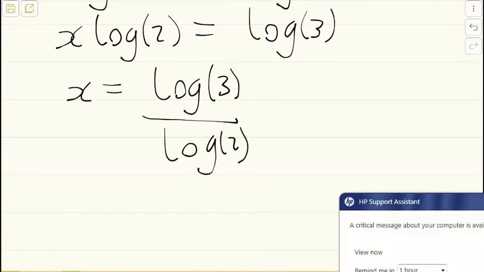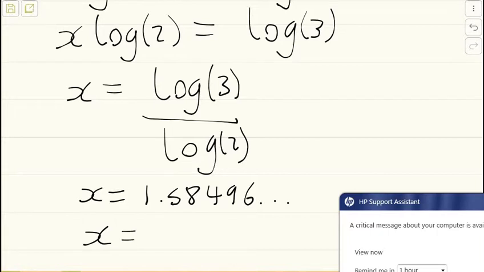Right, and at this stage, I'm just going to type that into my calculator, so I can type in log of 3 over log of 2. So that gives me that x is equal to 1.58496 and so on, and to 3 significant figures, as the question asks, that's going to be 1.58.